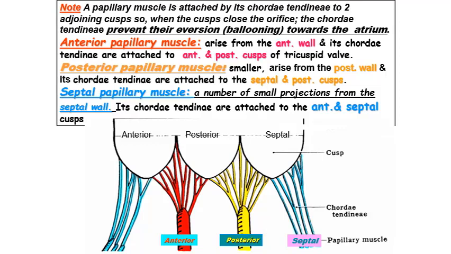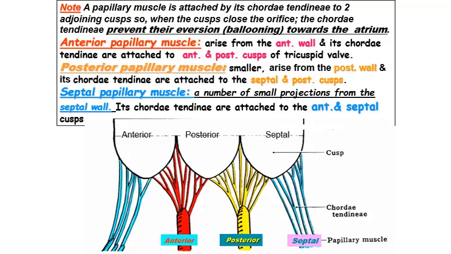Now we have to take a look at how the papillary muscles and the chorda tendini become attached to the cusps of the tricuspid valve. The papillary muscle is attached by its chorda tendini to two adjoining cusps. So when the cusps close the orifice, the chorda tendini prevent the eversion or the ballooning of the cusps towards the atrium. In other words, the chorda tendini keep the cusps in position and prevent their ballooning.